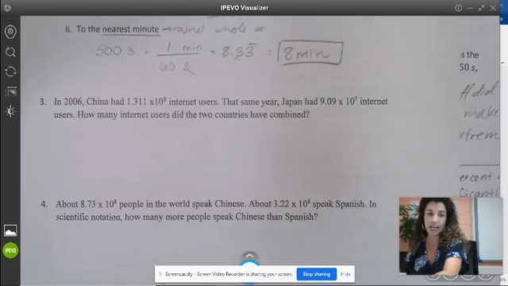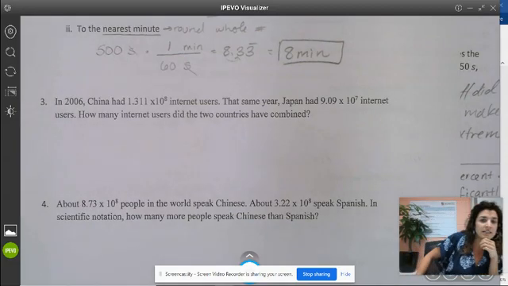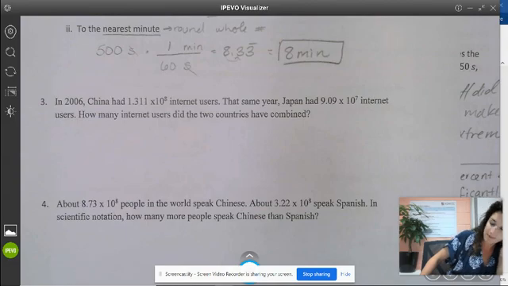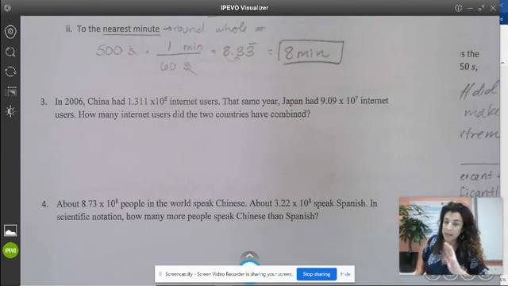In 2006, China had 1.311 times 10 to the 8th internet users. That same year, Japan had 9.09 times 10 to the 7th internet users. How many internet users did the two countries have combined?